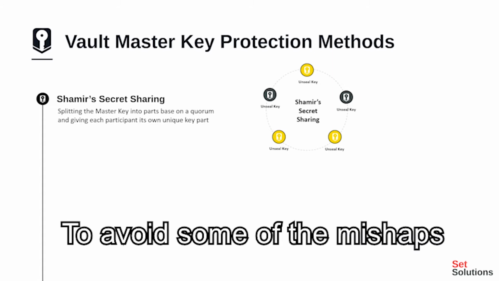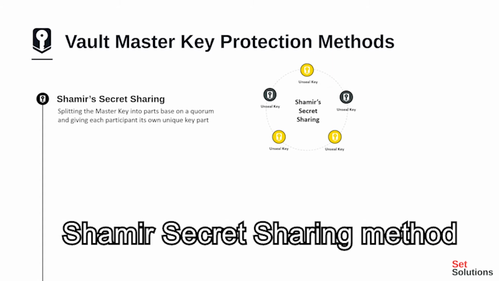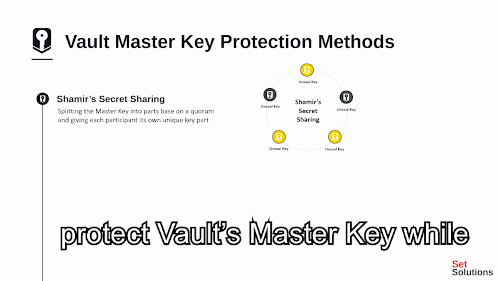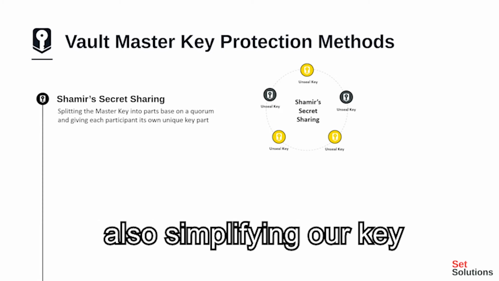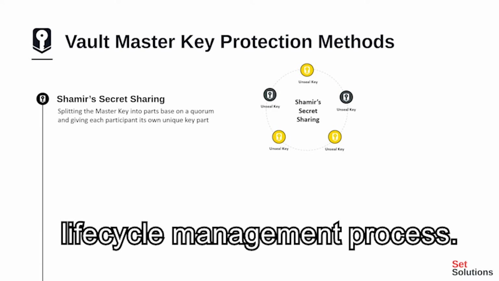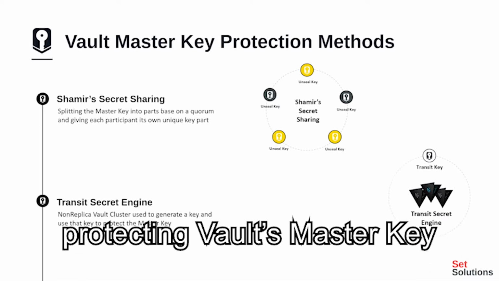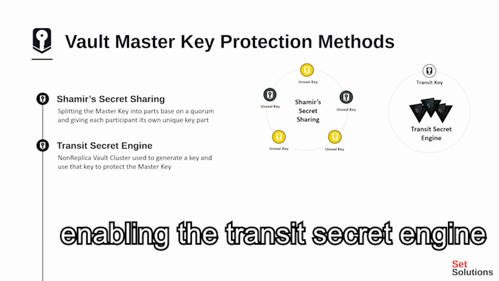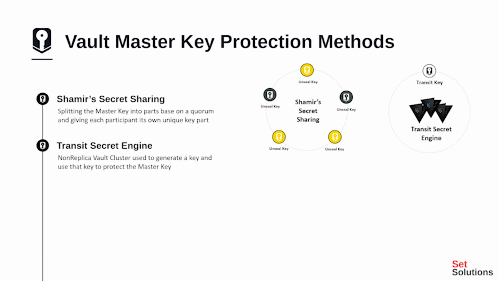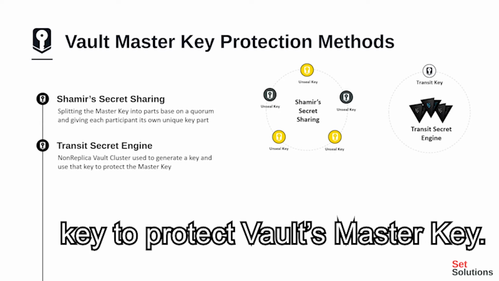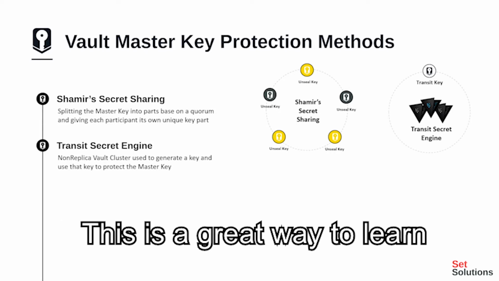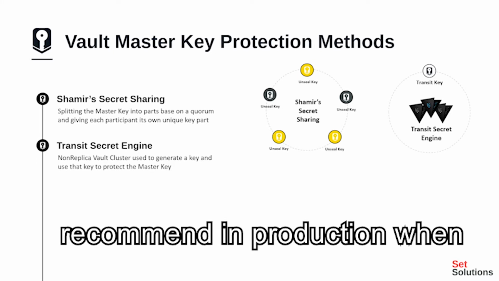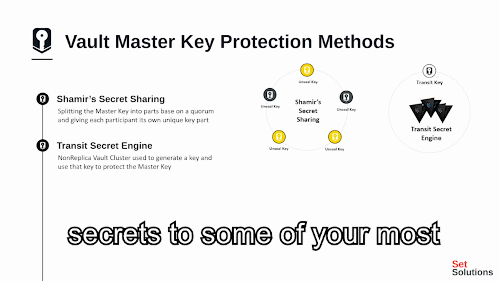To avoid some of the mishaps of not properly implementing the Shamir secret sharing method, let us look at 3 other methods we can choose from to protect Vault's master key while also simplifying our key lifecycle management process. The second method for protecting Vault's master key is by standing up a separate non-replica Vault cluster, enabling the transit secret engine, generating a key, and using that key to protect Vault's master key. This is a great way to learn how you can use your own key, but it's not something I would recommend in production when your Vault instances are storing secrets to some of your most sensitive data.